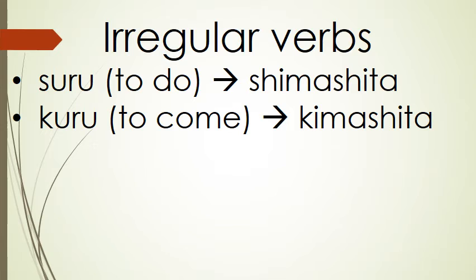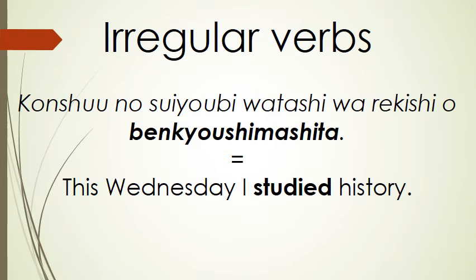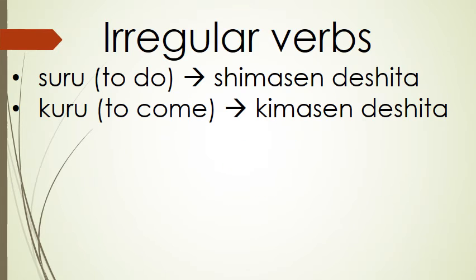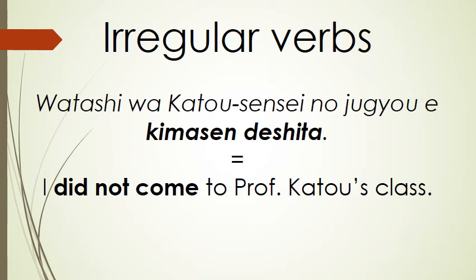And finally, we have our irregular verbs. And there are only two of them, so I'm going to go straight into forming the past tense. Suru becomes shimashita, and kuru becomes kimashita. So if I said, Konshu no suiyobi, watashi wa rekishi o benkyou shimashita, that would mean, this Wednesday I studied history. The negative past tenses of these words would be shimasen deshita and kimasen deshita. So if I say, Watashi wa Kato sensei no jugyo e kimasen deshita, that would mean I did not come to Professor Kato's class.